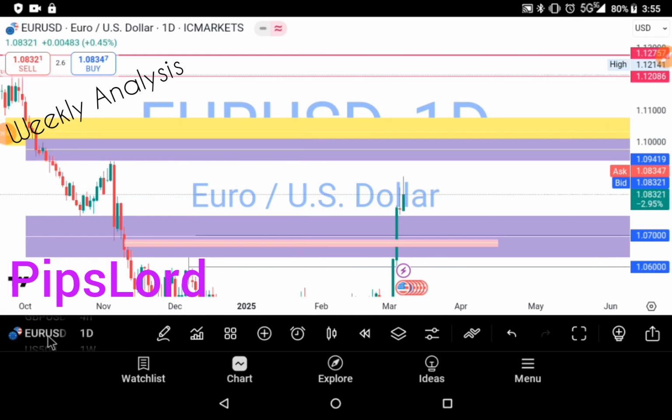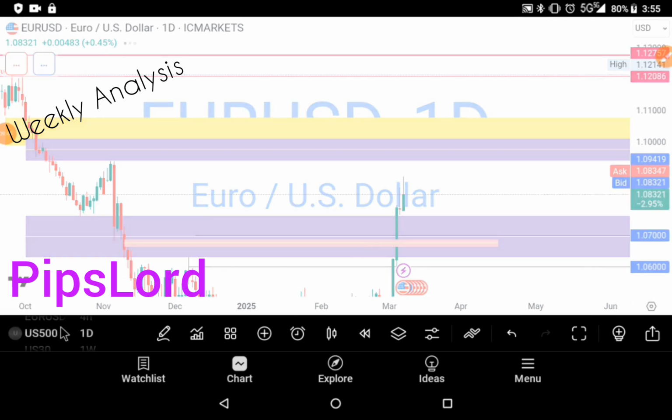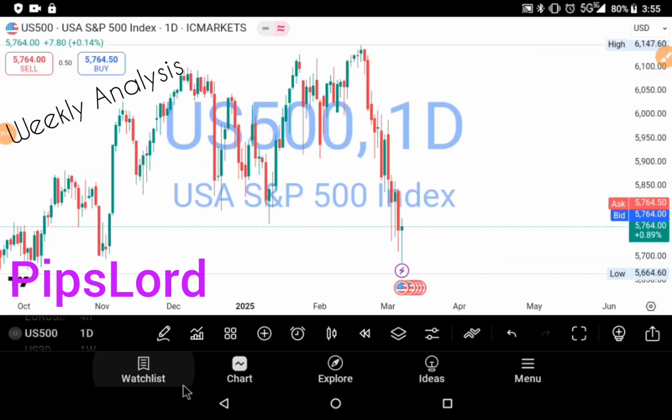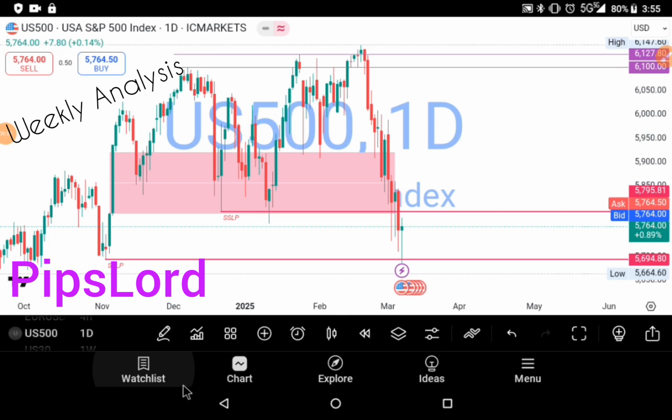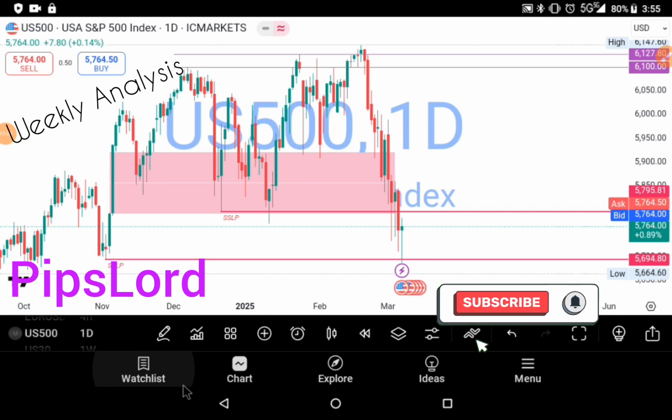So we'll go to S&P 500. S&P 500 last week I was interested in the market price delivering, gravitating towards 5800, I think. Yeah, 5800.